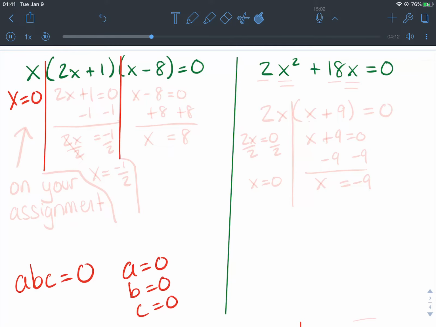Hint, there's a question like that on the assignment. So please make a note of that because it will be on your assignment. I don't know if I can make it any clearer than that.